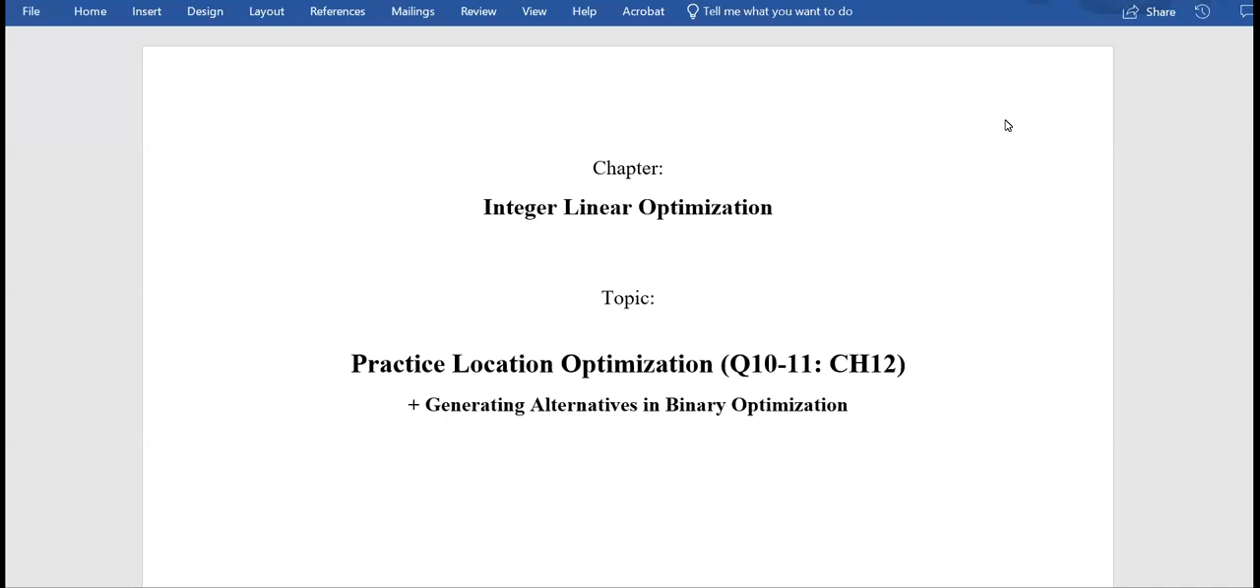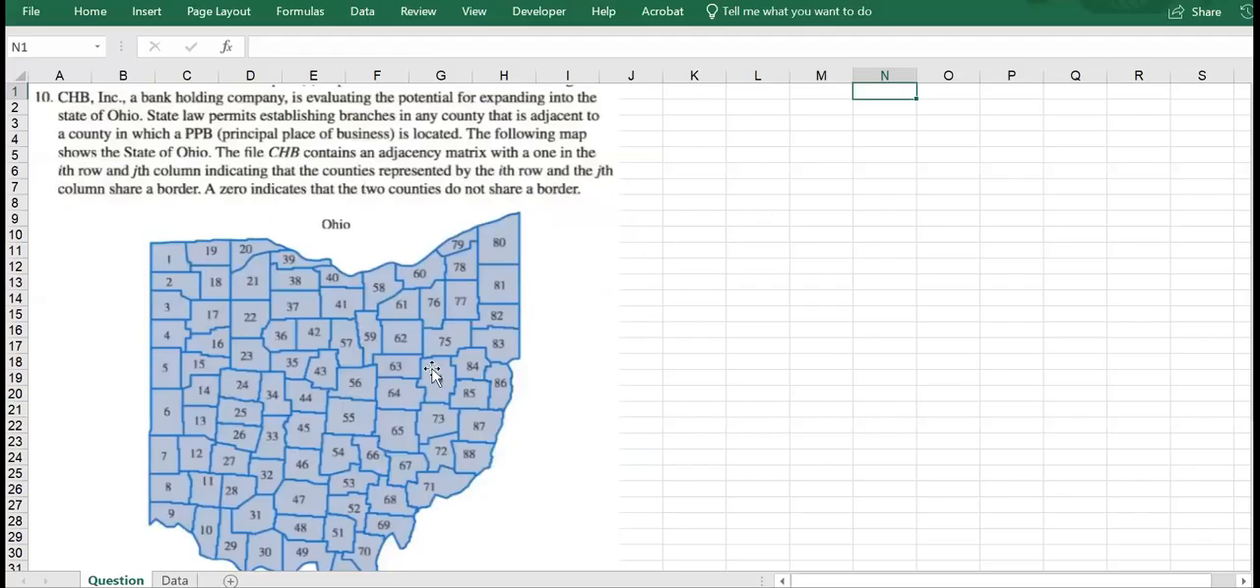In this video, we're going to solve one practice question on location optimization, question number 10 from chapter 12. And we're going to also see if we can find any alternative optimal solution for that question. Here's question number 10.